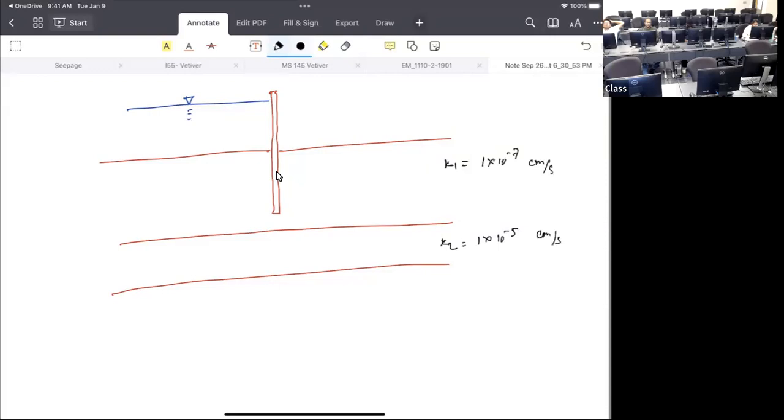How do we draw the flow net? First, we need to identify the flow lines and the equipotential lines, right? So the first flow line is right here. The last flow line is here. And so our other flow lines should be spread out in between these two flow lines. First one, let's say we have two, and then this is the third. Okay. And then we should have the drops.